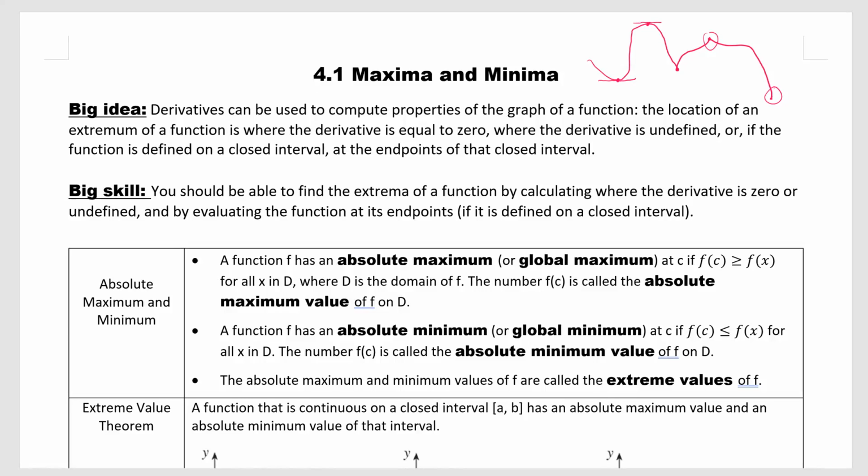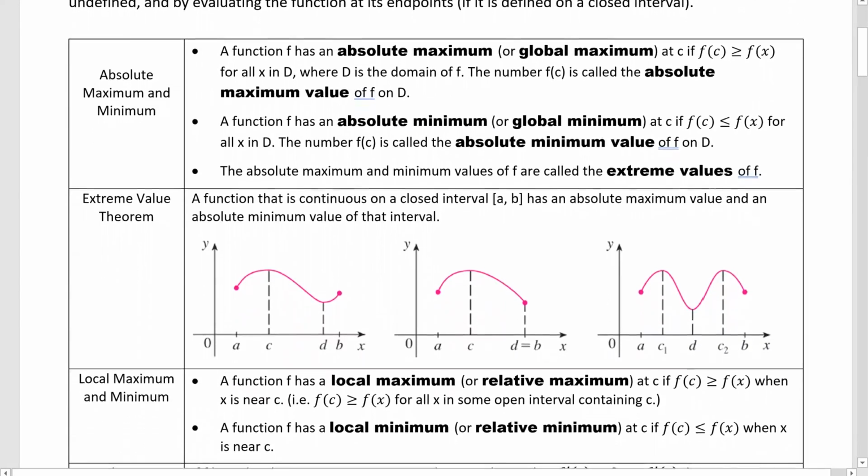So let's talk about the definition. Absolute maximum and minimum. A function has an absolute maximum, or we can call it a global maximum, at c if f of c is greater than or equal to f of x for all x in the domain. If I want to draw a picture, like this, this one is going to be the absolute maximum.